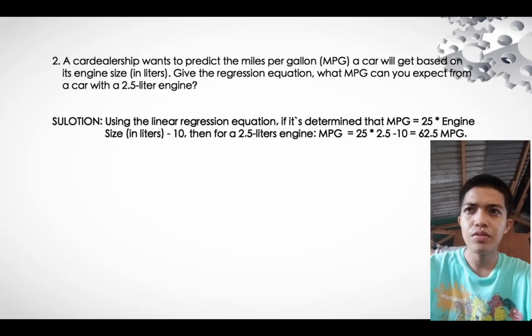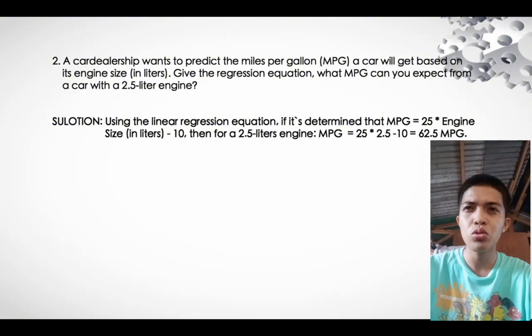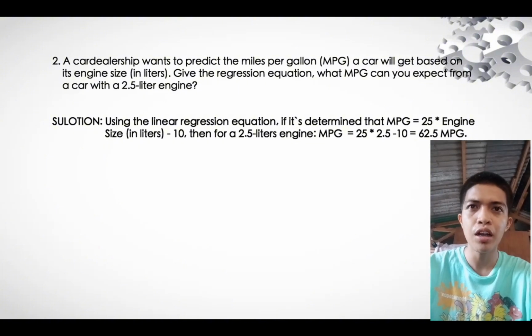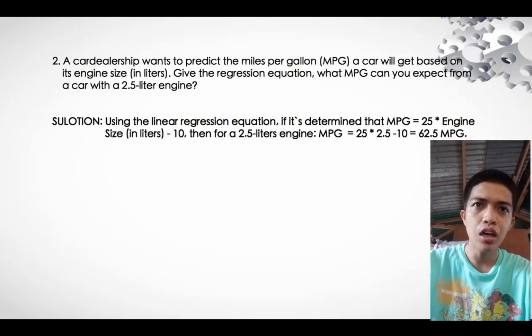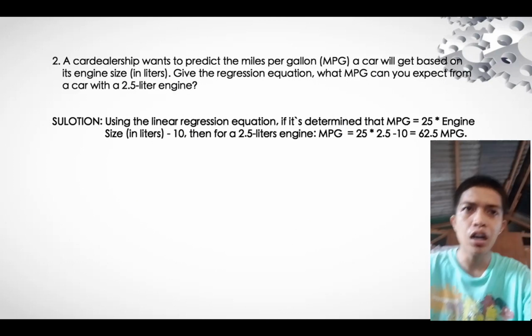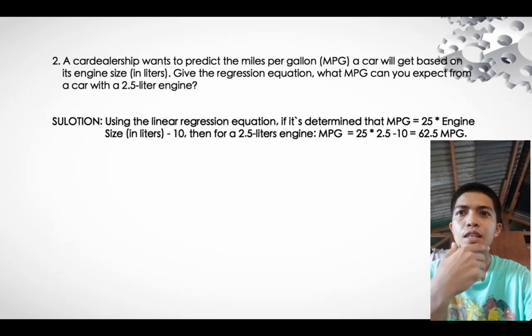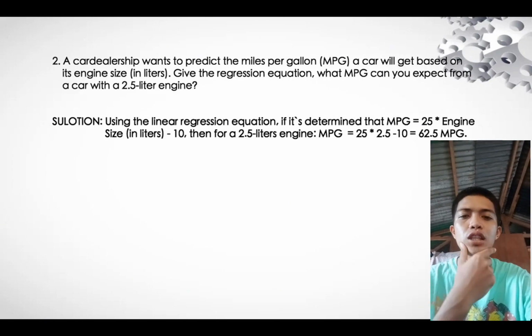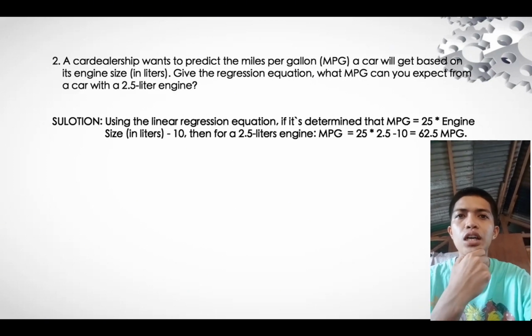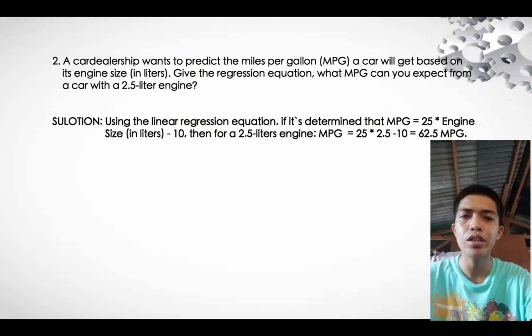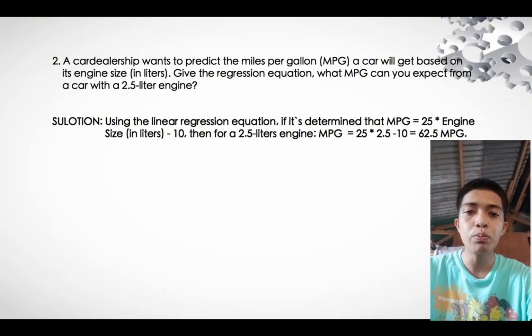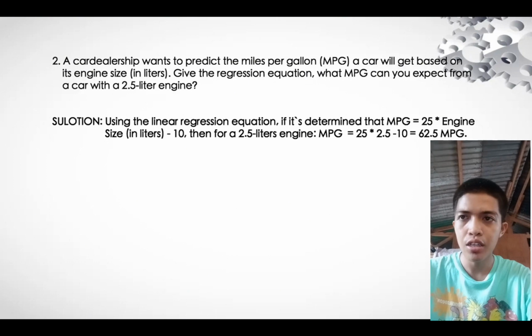Number two question. Car dealerships want to predict the miles per gallon, the MPG, a car will get based on its engine size. Given the regression equation, what MPG can you expect from a car with a 2.5 liter engine?